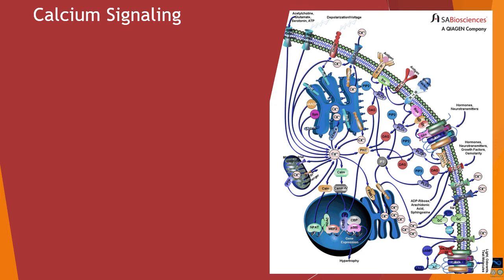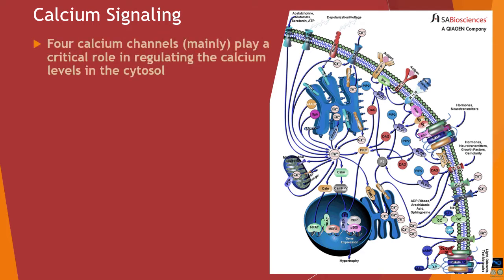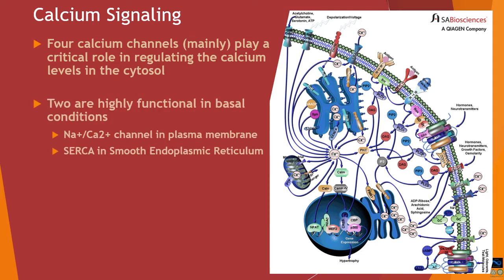So how does a cell regulate these cytosolic concentrations of calcium at a very low level? It does so by utilizing four calcium channels mainly, which help in regulating the calcium levels in the cytosol. Two are functional in basal conditions. One is the sodium calcium exchanger, present in the plasma membrane, which transports calcium out of the cell from the cytosol to the external environment. Another is the SERCA pump, present in the smooth endoplasmic reticulum membrane, which carries cytosolic calcium into the endoplasmic reticulum, maintaining it at a very basal level under normal conditions.